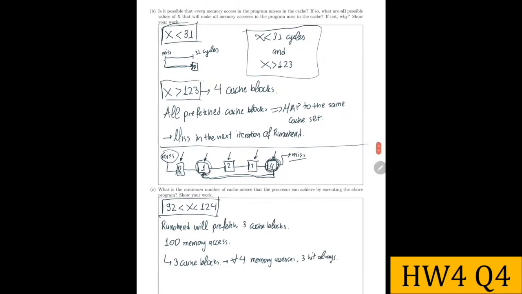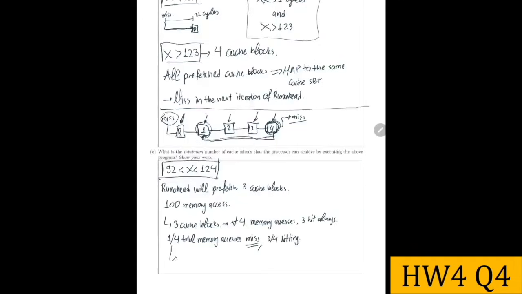We do not trash because we prefetch 1, 2, 3, and the one that was serviced, which can fit in the 4-way associative cache. So in this case, we have 1/4 of the total memory accesses missing. Miss, and 3/4 hitting. 1/4 is 25 cache misses, which is the answer to this question.